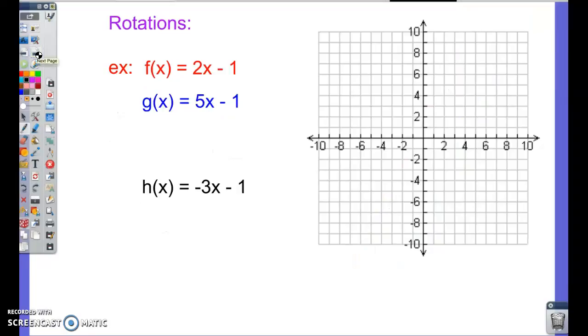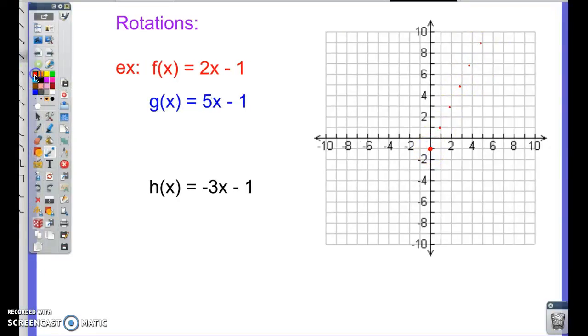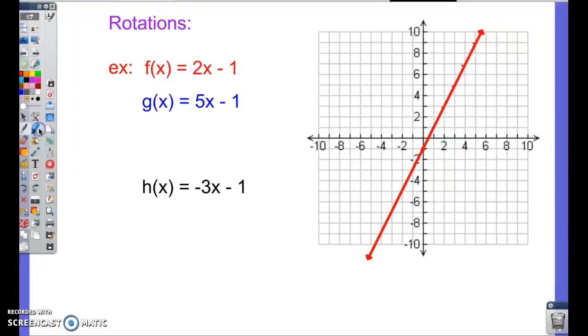Okay. Moving on now, we're going to take a look at rotations. And for the rotations, again, we're going to graph these. I'm going to start off by doing my 2x minus 1. And once again, I'll label that as my original f of x. I'm going to graph my g of x.